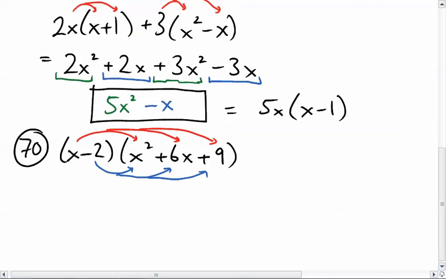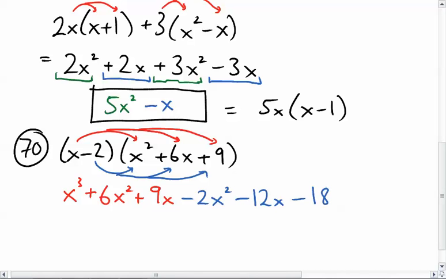So when we multiply by x, all the powers of x increase. Instead of x squared, we have x cubed. Instead of 6x, we have 6x squared. Instead of 9, we have 9x. Then when we put negative 2 in, we get negative 2x squared minus 12x minus 18. So just remember that you can think of this number here as negative 2. We want to multiply the negative 2 into the brackets.